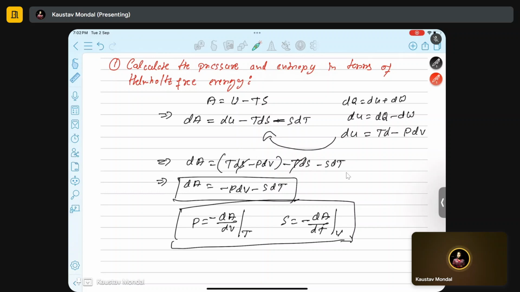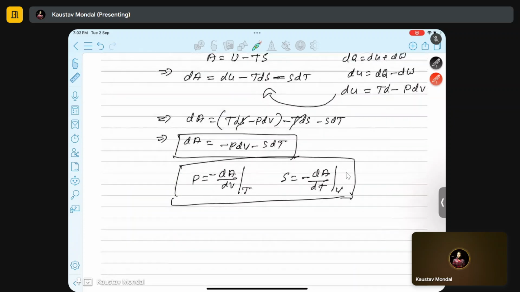From this differential form you can write P as minus dA by dV and entropy as minus dA by dT. Since A is a state function, to make this differential form an exact differential, this relation should be maintained. This is the way you can express the pressure and entropy in terms of the Helmholtz function.